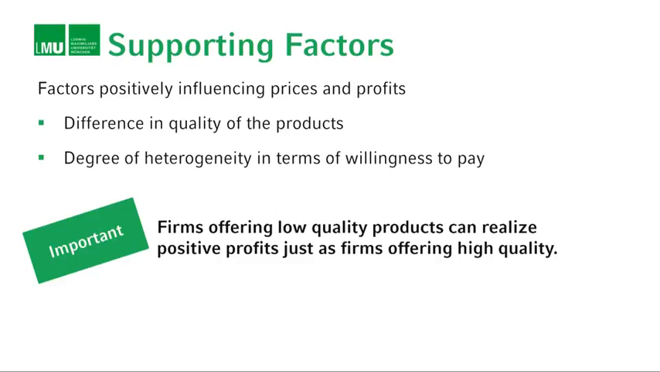Now, one very important implication is that firms that offer low-quality products can realize positive profits just as firms offering high-quality products. And let's take this down one step and think about what this means for business strategy. It means that in a market, you don't have to be the highest quality provider. In fact, if there is a high quality provider of a service or of a product, then it might be optimal for you to reduce the quality to make your products more different.